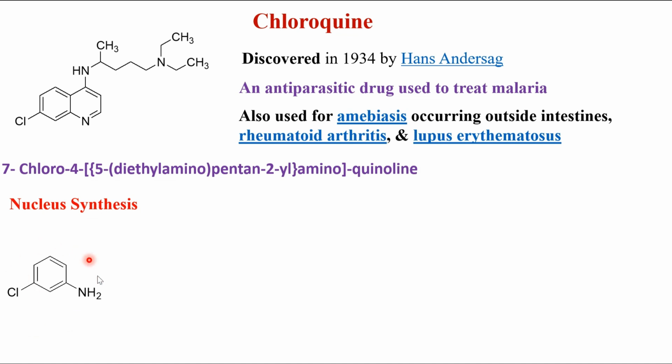Now, on this benzene ring system, I have to construct the pyridine ring system. I have to treat with a 3 carbon donor. We proceed like this. I'll take metachloroaniline and treat with formic acid.